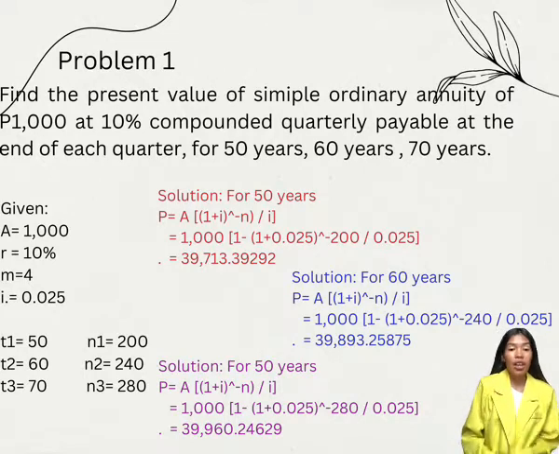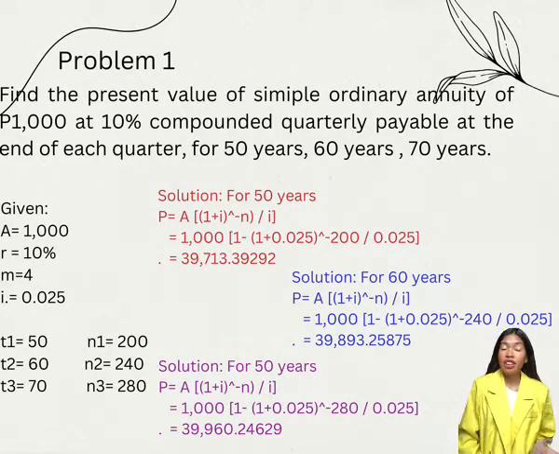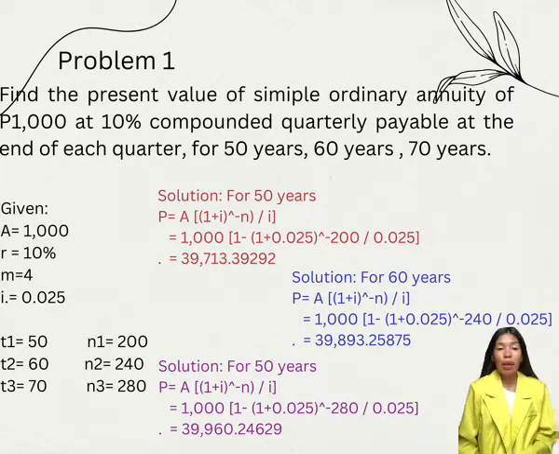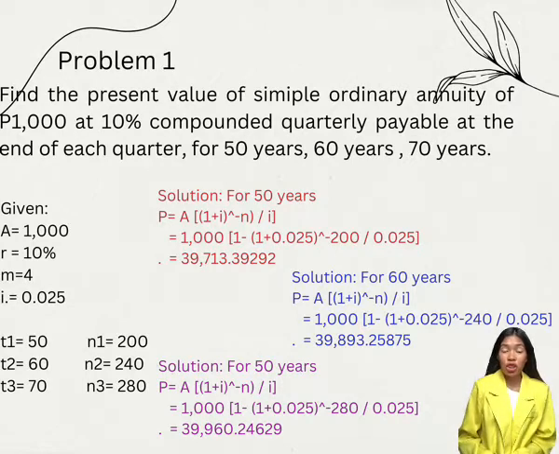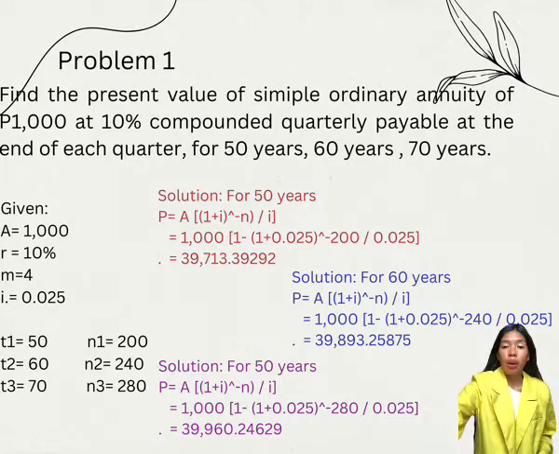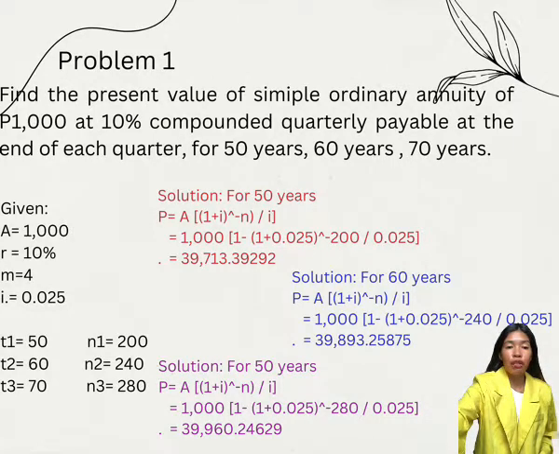We have A, 1,000, R, 10%, M, 4, T sub 1 is 50, the second time is 60, the third time is 70. And we also have our N: N sub 1 is 200, N sub 2 is 240, N sub 3 is 280. So let's start with our solution for the 50 years.